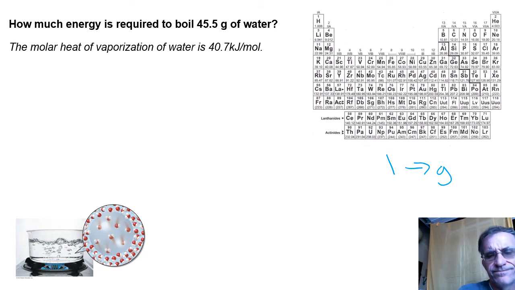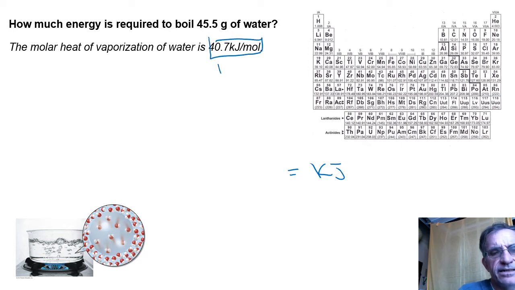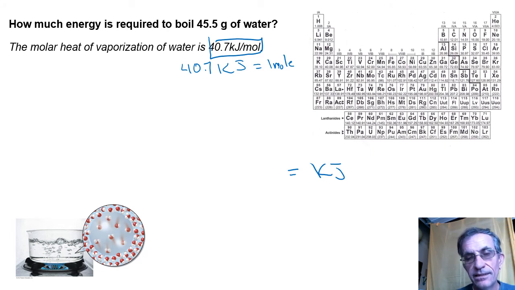Now in this one, let's see here. We're gonna convert again, basically, right? And I'm solving for energy. How much energy? So we want to get to kilojoules. Now I should mention this one's a little tougher than the last one, right? Do you notice why it might be a little tougher? Well, I've given you this number. This number will get you from kilojoules to moles. 40.7 kilojoules is a mole. But you don't have moles now. You have grams. 45.5 grams is the number you're starting with.